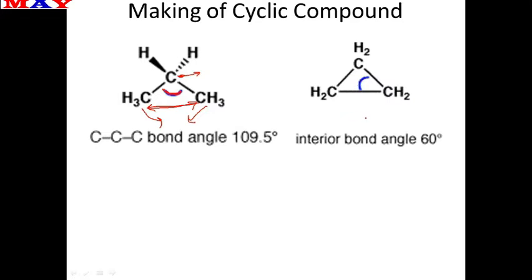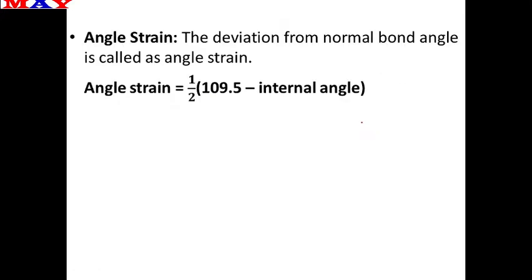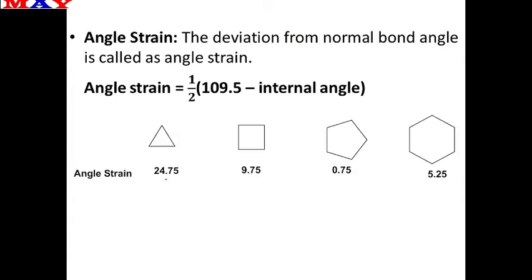These observations were studied by Baeyer, and he gave us a concept of angle strain. Definition wise, angle strain is the deviation from normal bond angle. As the ring size increases from a 3-membered ring, it becomes a 4-membered ring, and the angle strain decreases. Similarly, when we go from a 4-member ring to a 5-member ring, the angle strain further decreases.